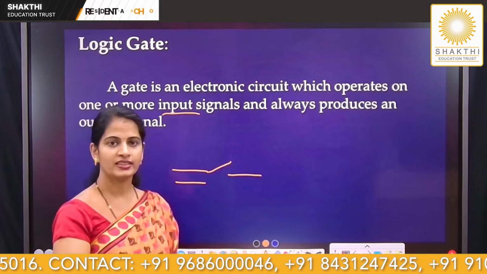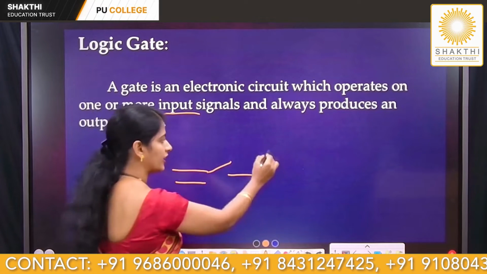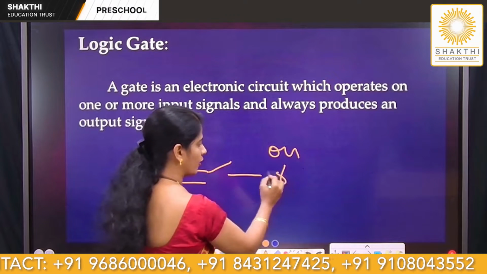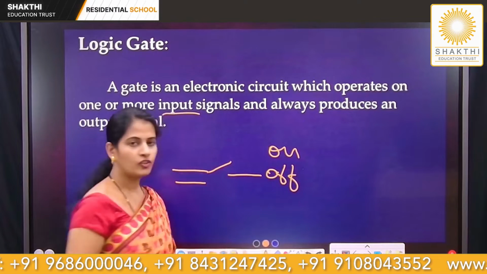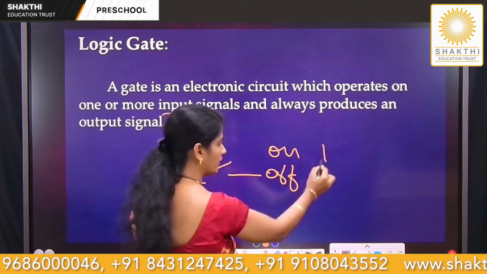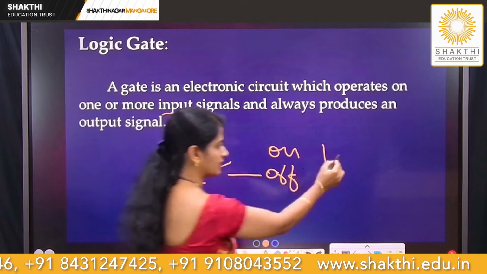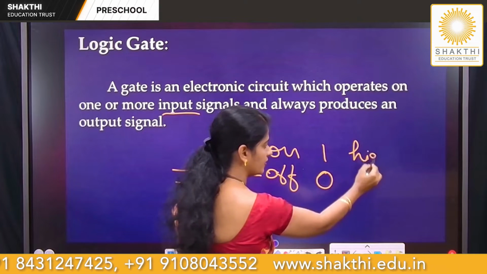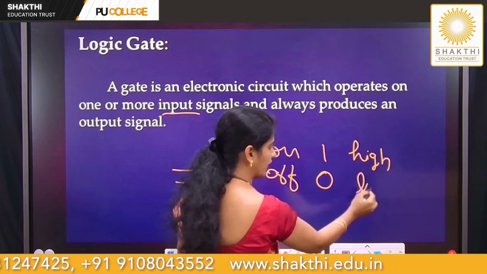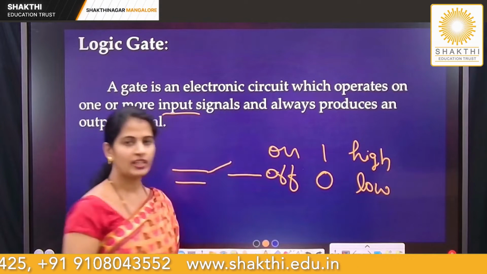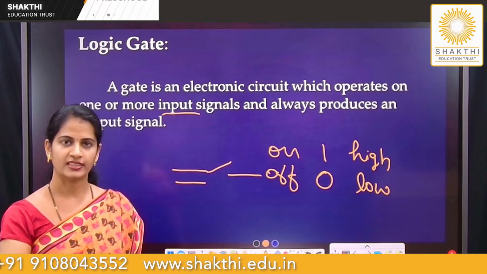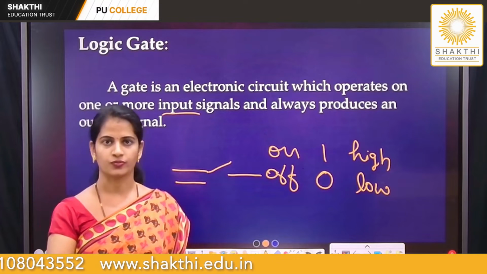And here you can see two states, that is the on state and the off state. The on state is always noted with 1 and the off state is 0. We can also call this one state high, and this one low. So in logic gates we just have two states, that is on and off.